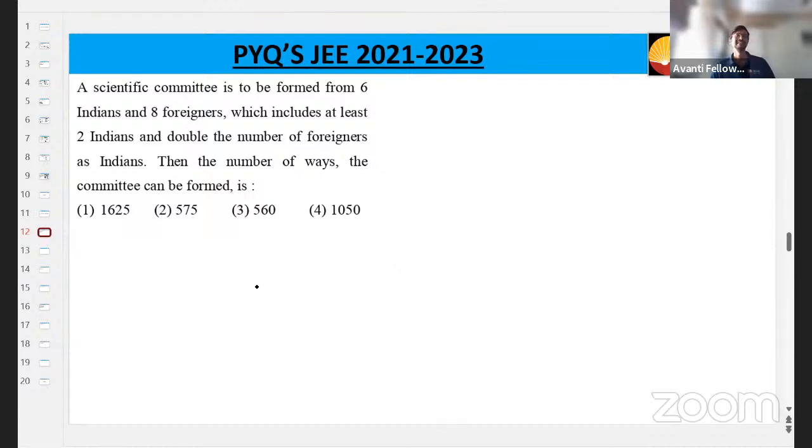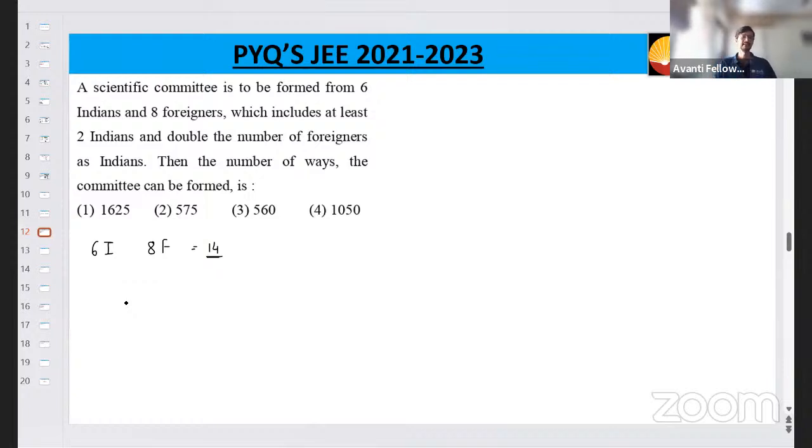What is the question? A scientific committee is to be formed from 6 Indians and 8 foreigners. So total we have 14 of them, correct? Which includes at least 2 Indians and double the number of foreigners as Indians. Then the number of ways the committee can be formed. Here, same thing which we did the other day.